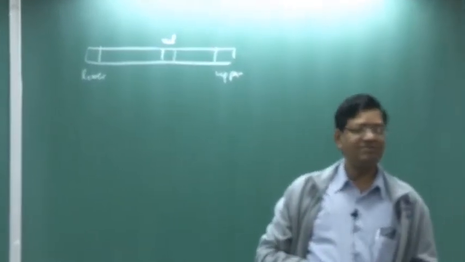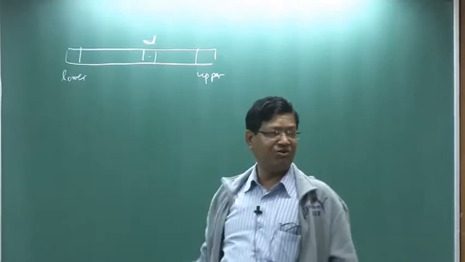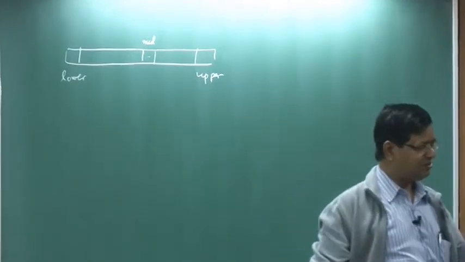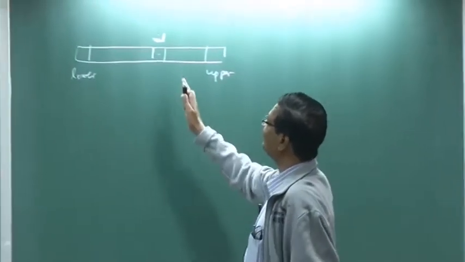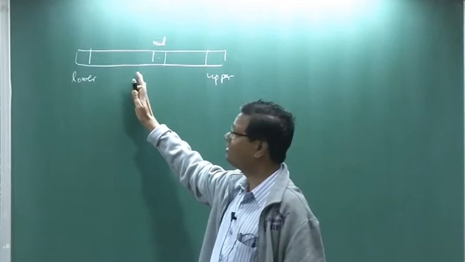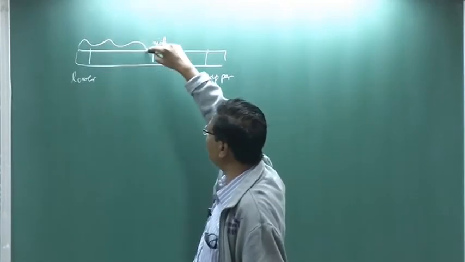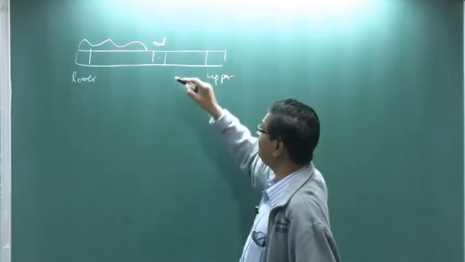First check whether x is equal to a mid. If equal to mid, you got the answer and you return. If you don't get it, then see whether it is less than a mid. If it is less than a mid, then the number is from here to here. But if it is greater than a mid, then it is here.